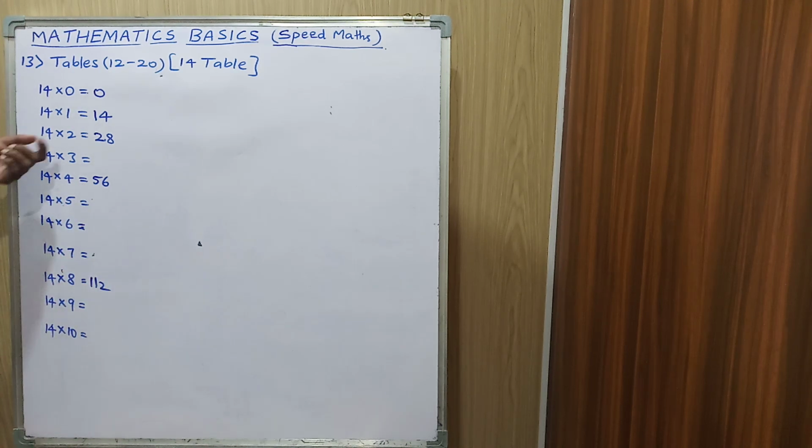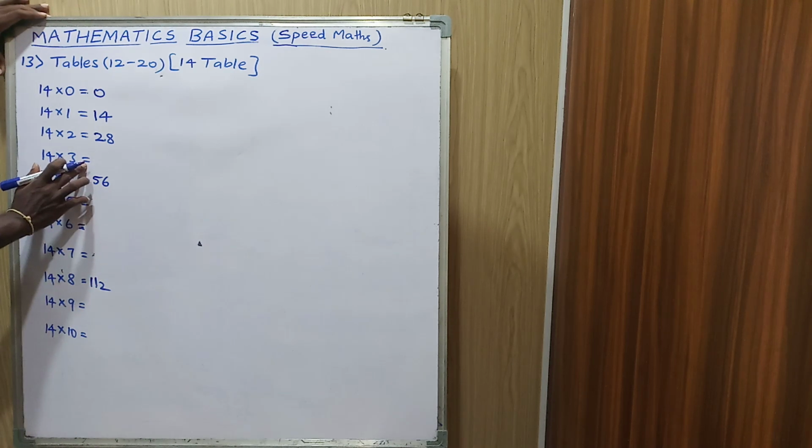112. If you are unable to double 28 at a time, then think of it as 20 plus 8. 20 doubled is 40, 8 doubled is 16. So 40 plus 16 is 56. If you are unable to double 56 at a time, then split 56 into two parts: 50 plus 6. 50 doubled is 100, 6 doubled is 12, 100 plus 12 is 112. Like that you can analyze.